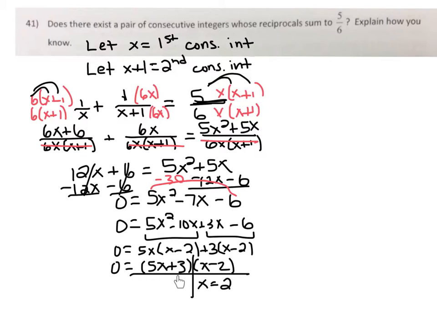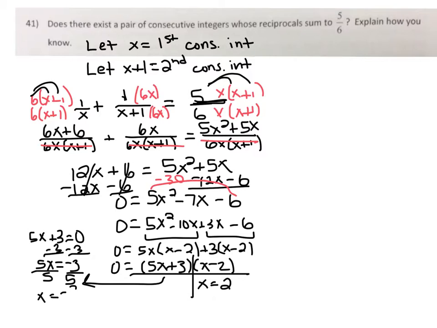Underneath this factor, the factor on the left here, if you can't just look at it and say, oh, you wind up with negative 3/5, what you can do is solve it. Now I'm kind of running out of room, so I'm going to solve it over here. If we take 5x plus 3, so if we take that factor and set it equal to 0, in order to solve for x, we would first subtract 3, so that gives us 5x equals negative 3, and then divide by 5. So it leaves us with x equals negative 3/5.